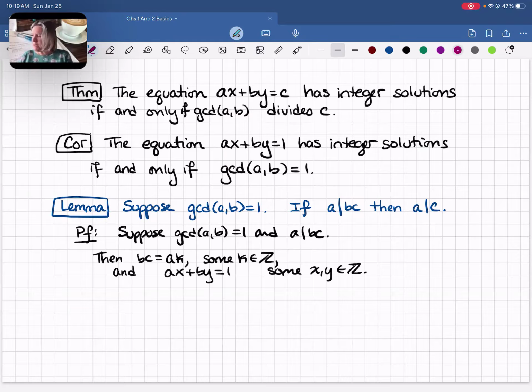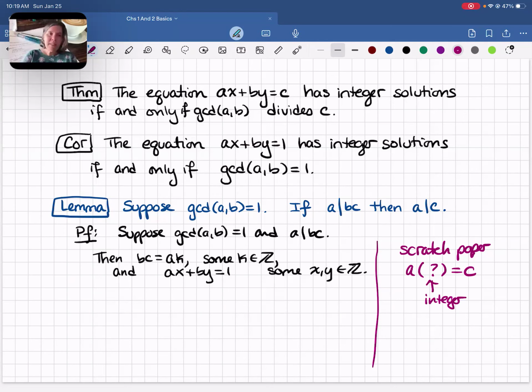Our goal, let's make a little piece of scratch paper over here on the side. Scratch paper. Our goal is to get to c, a divides c. So that means we want to have a times something equals c. And the something has to be an integer, right? I'll put a little arrow there and say integer. We need a times an integer to equal c.